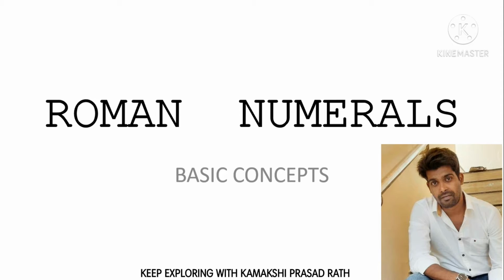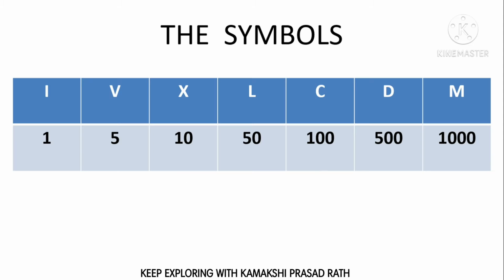Hello friends, in this video we will learn the basic concepts of Roman numerals. So let's start. Roman numerals use these 7 symbols. Like in Hindu Arabic numerals we use the digits from 0 to 9, in the same way we use these 7 symbols for writing any Roman numeral. As you can see here, the 7 symbols are I, V, X, L, C, D, M.